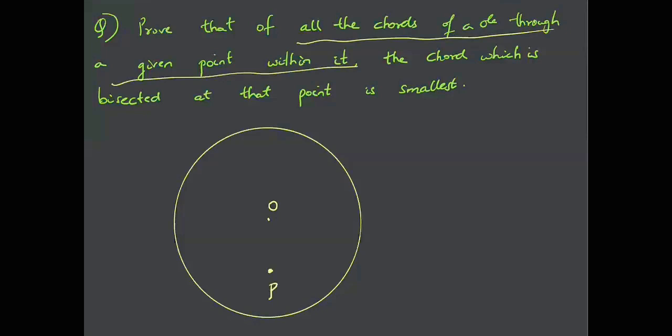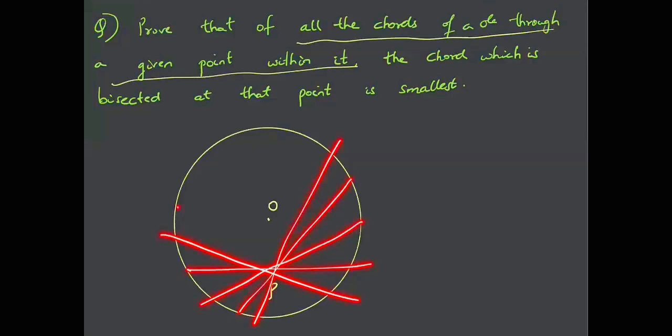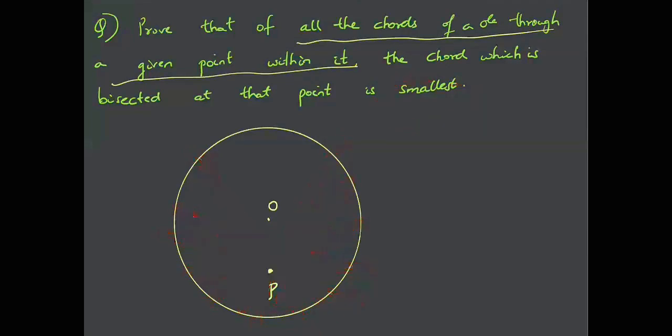Now through this point P, I can draw so many chords, right? This one, this one, this one. So there are so many chords which are passing through point P. Now you need to prove that among all these chords, the chord which is bisected at point P, bisected means P is the midpoint of the chord, that chord is the smallest of all these chords. That is what you need to prove.